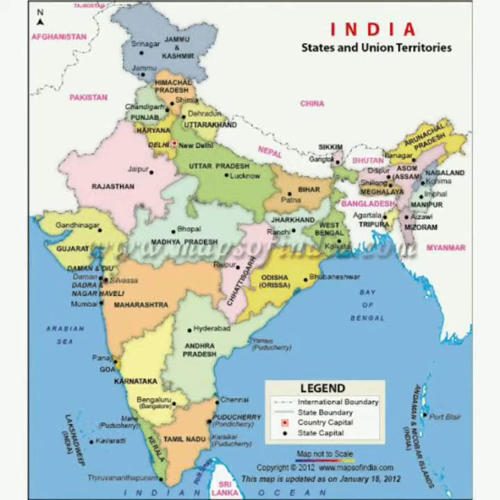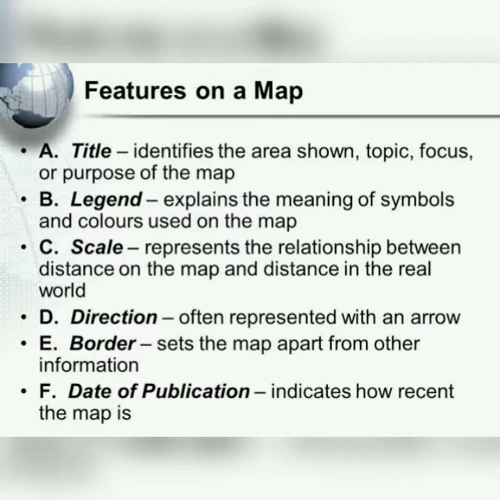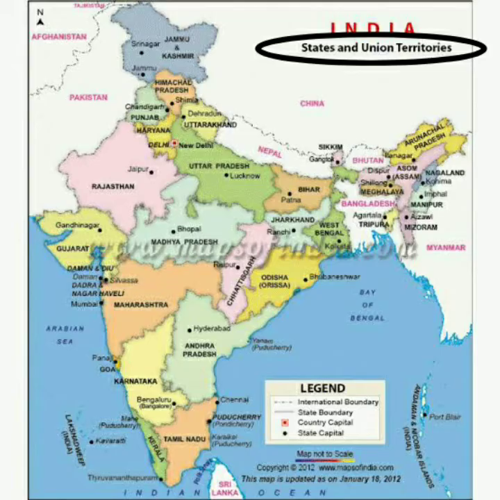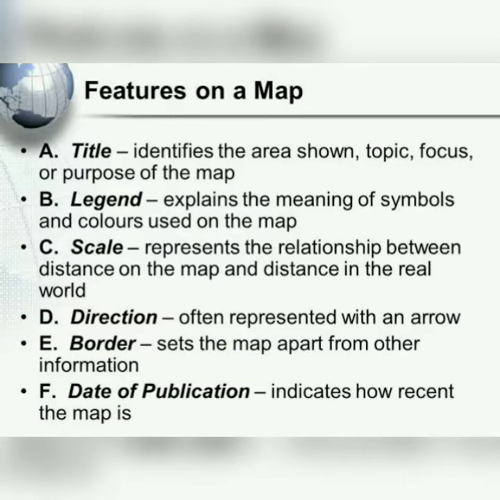Reading a map. There are few salient features of a good map. The first feature of a good map is title. It identifies the area shown, topic, focus or purpose of the map. The map should clearly define the purpose or the main focus of the map over the top right side of the map.